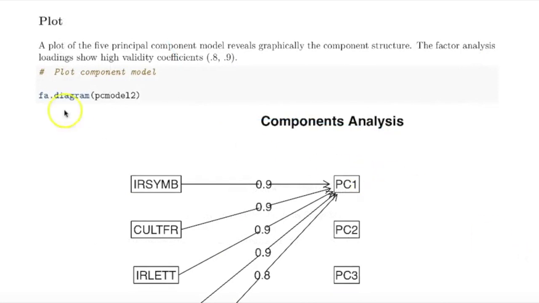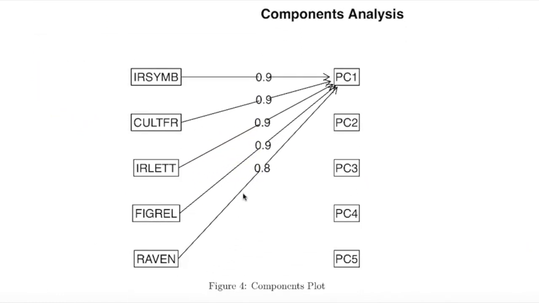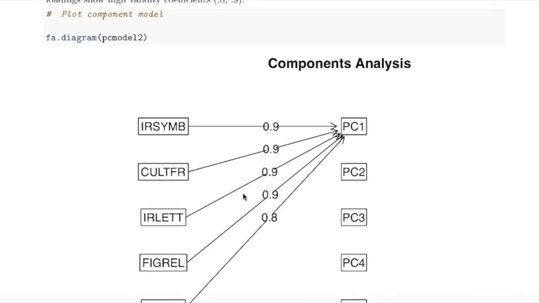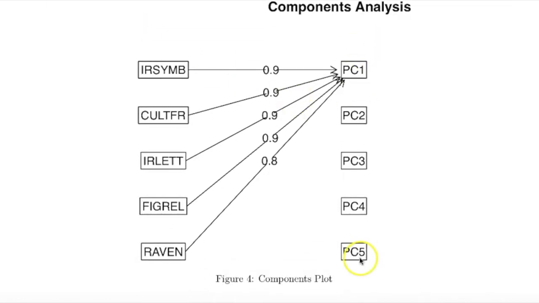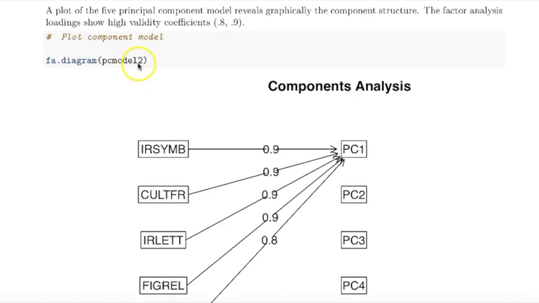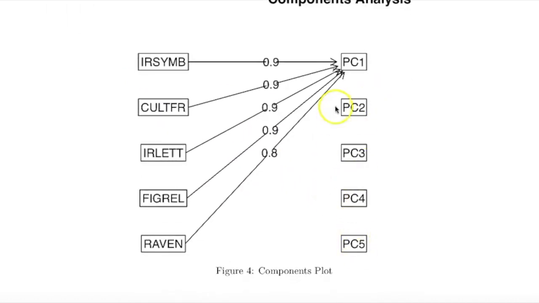So the next thing we can do is create the plot for the principal components. I use the function fa.diagram, and it gives me this really nice components plot. I purposely gave it the PC model 2, which is the one that has the 5 components, but remember, we already decided that one component was the best one. I just wanted you to see what it would look like. If we change this to PC model 1, it would eliminate these 4 boxes and just point all the arrows to PC1. But you can see even the diagram knows you're supposed to be using one component.